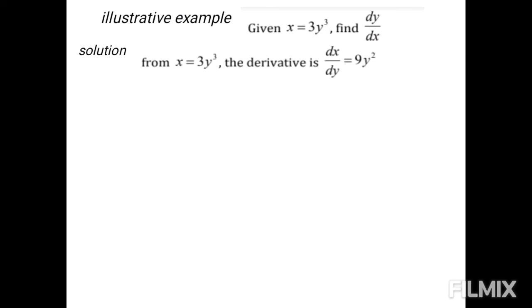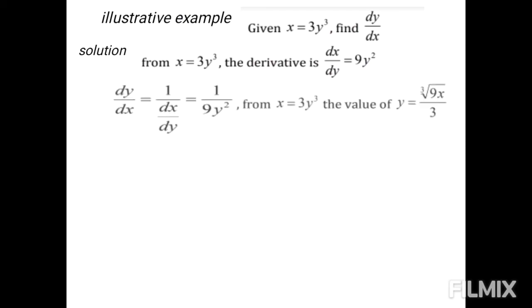Alright, so let's see the illustrative example that we have. So here we have our given x is equals to 3y cubed. So find its derivative. If we have the given variable x as a function of its variable y, solution. First, from our x is equals to 3y cubed, we need to get the derivative of that. So the derivative of 3y cubed by the use of the constant multiple rule is 9y squared.